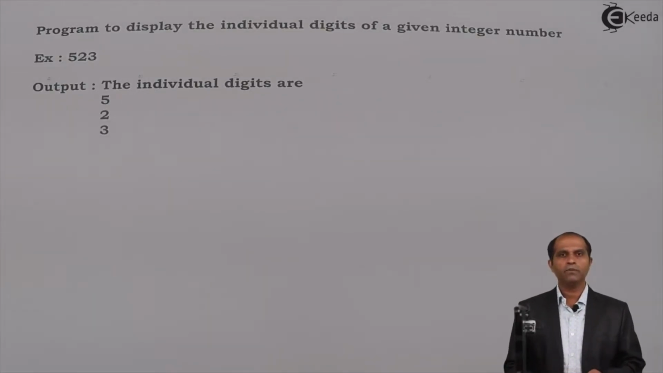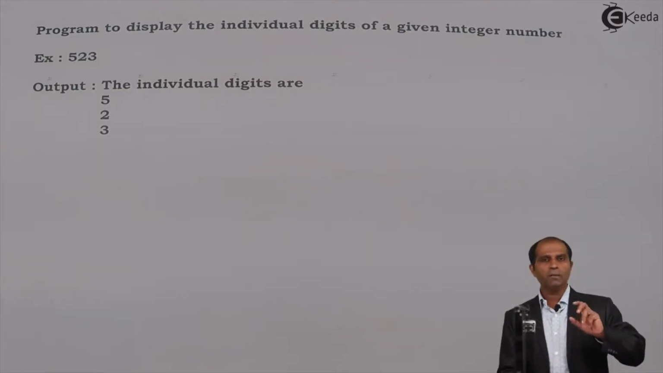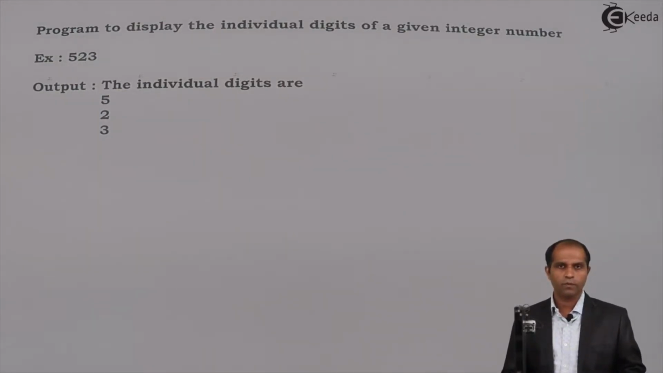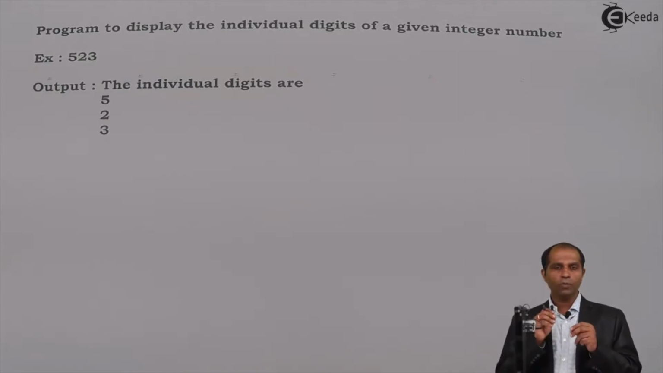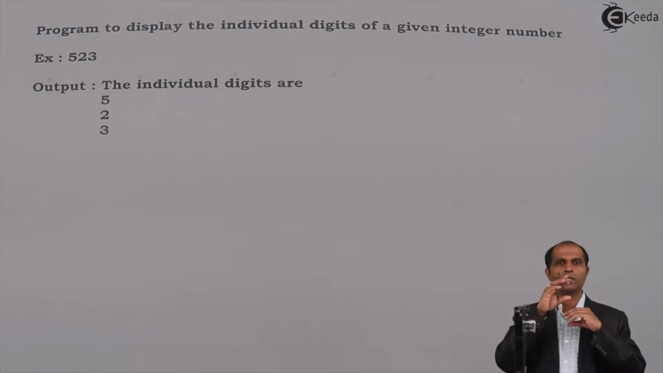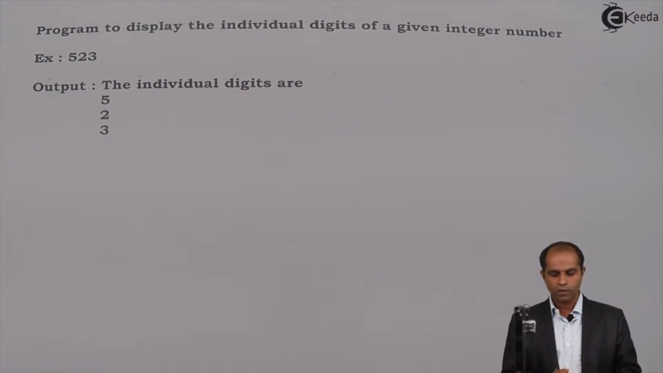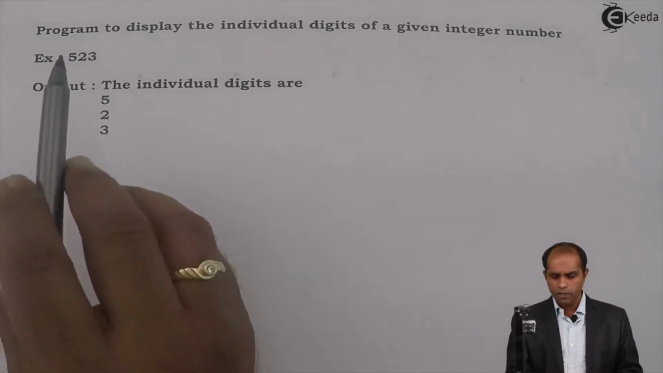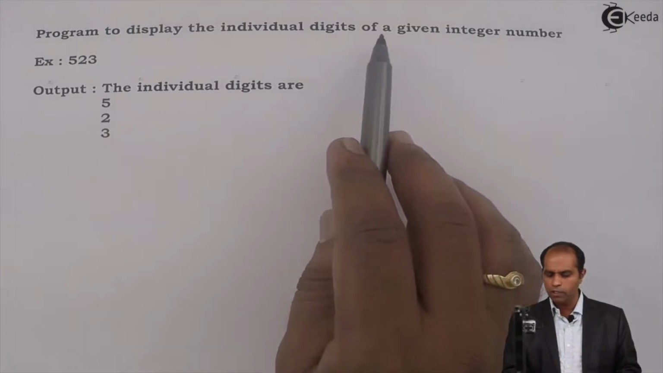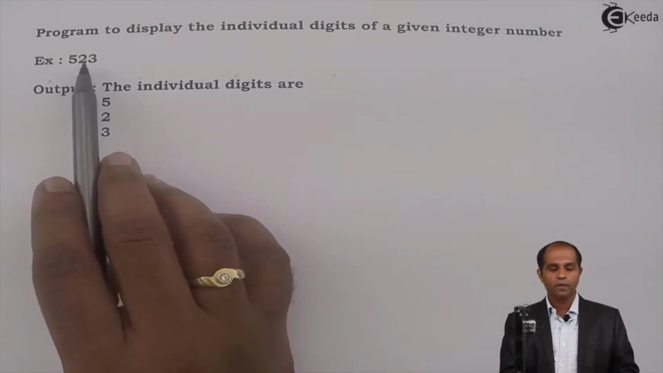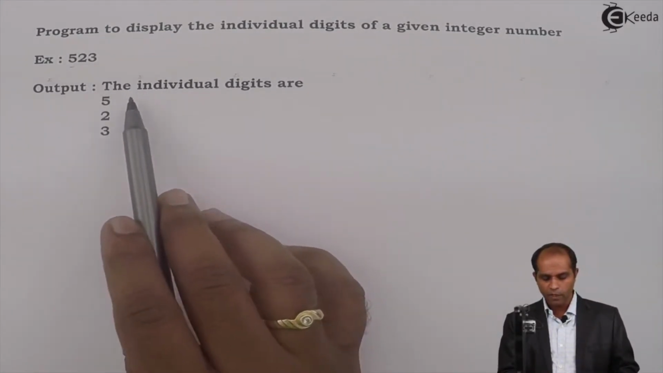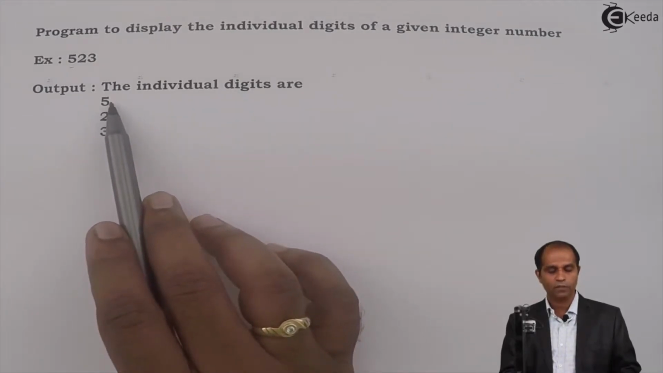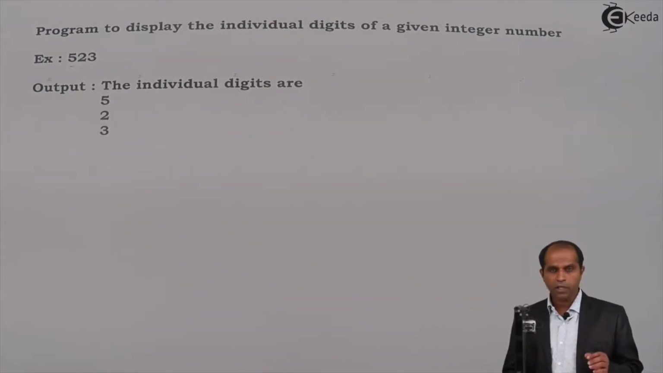Let's try a program which will use multiple while loops rather than a single while loop. We will not say a while loop inside a while loop, but we will have two distinct and identifiable individual while loops. So I have a title at this place: a program to display the individual digits of a given integer number. If the example is given as 523, the individual digits have to be displayed in this fashion: 5, 2 and 3. Now the question comes, how do I display 5 first?